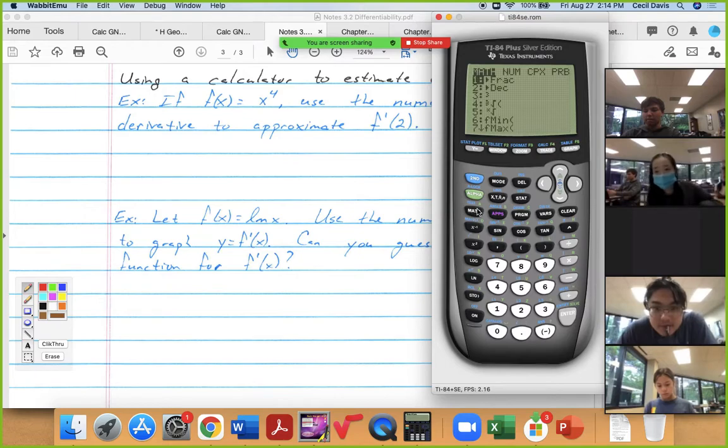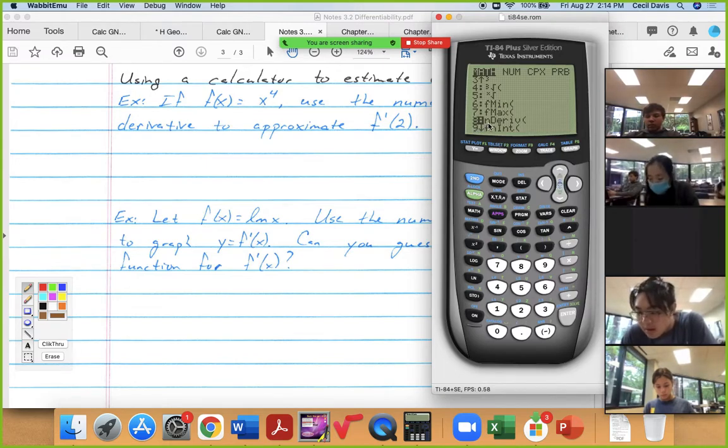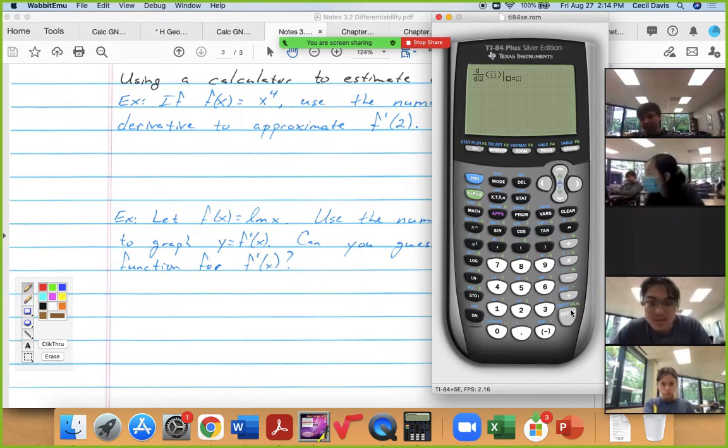If you go to the math menu, scroll down to number 8. The N there is for numerical and deriv, obviously for derivative, the numerical derivative. So I want to take the derivative with respect to the variable, which is x, of x raised to the 4th.